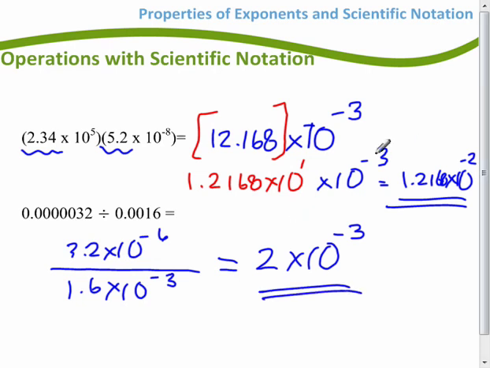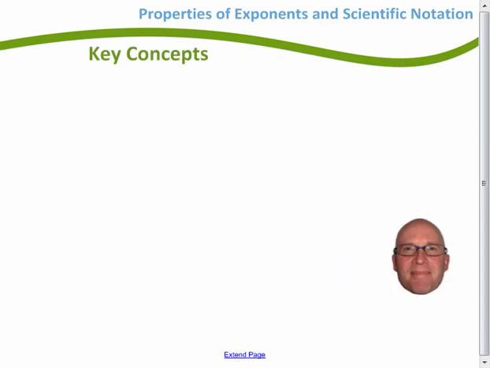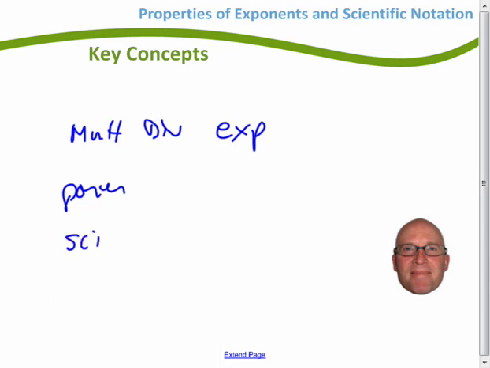Okay, so we have gone through quite a little bit of looking at multiplication and division rules, or product and quotient rules of exponents. We also looked at the power rule over product or over a quotient. And lastly, we looked at scientific notation.